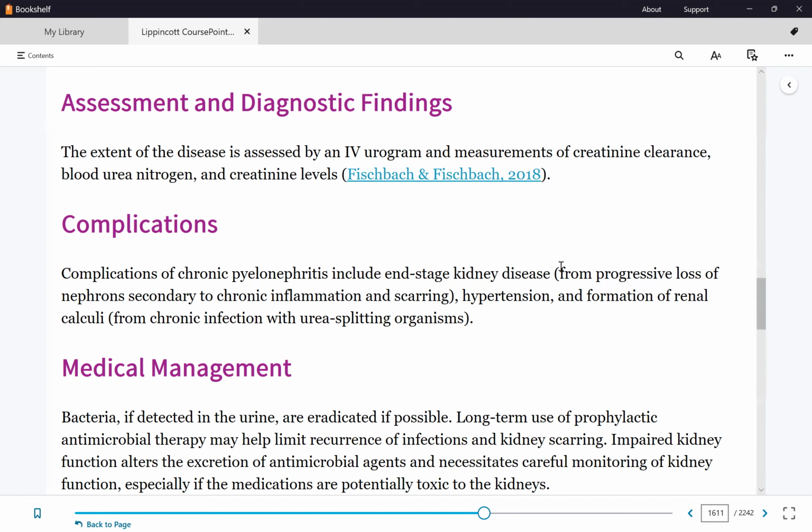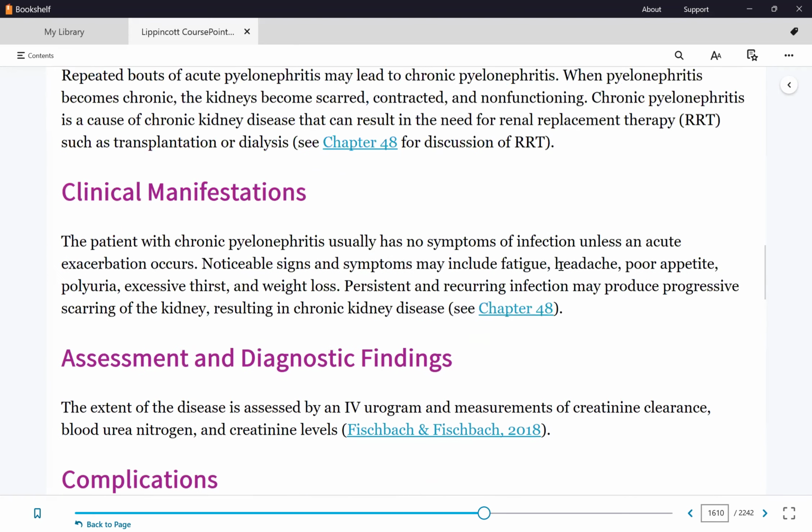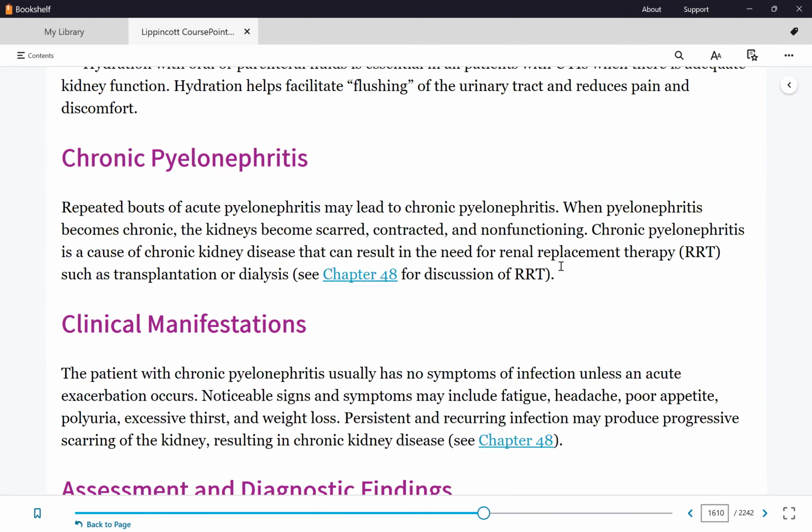This one is different. This one has a specific cause, from repeated bouts of acute pyelonephritis. These are both ways that a person can end up with CKD, right? We've talked about two so far, PKD and then this one. But there are countless others as well. Hypertension, diabetes, they all lead to CKD.